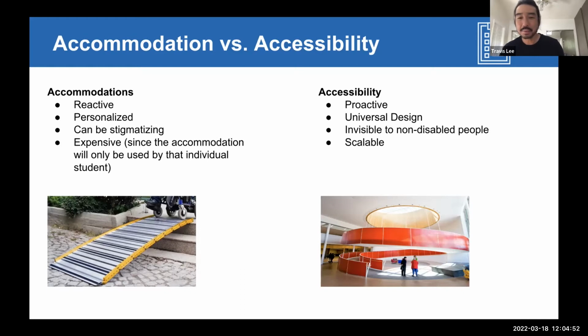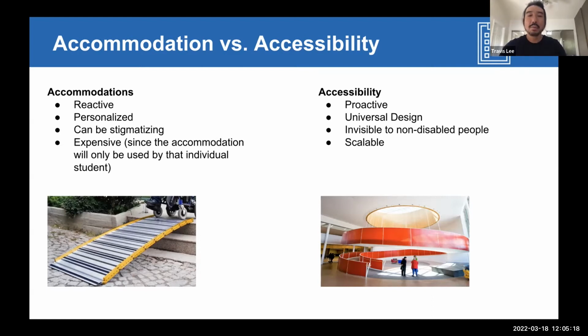It's also scalable, whereas accommodations are not scalable. The more you accommodate, the more accommodations you have, the more individuals on staff you're going to need to accommodate those people. Whereas accessibility is getting in front of the issues, building things universally designed, and really looking at the disability as something that we all need to take care of. It's not an issue with the individual.